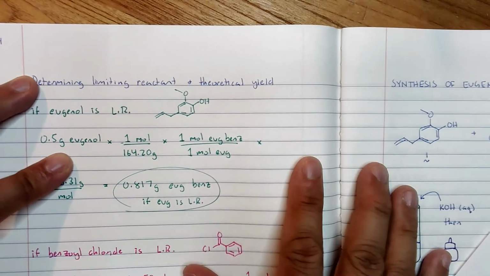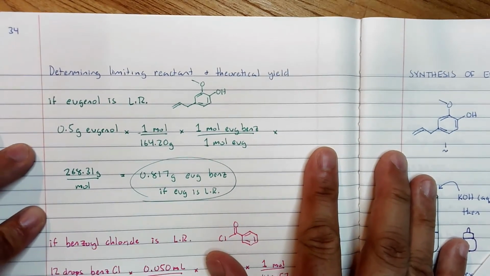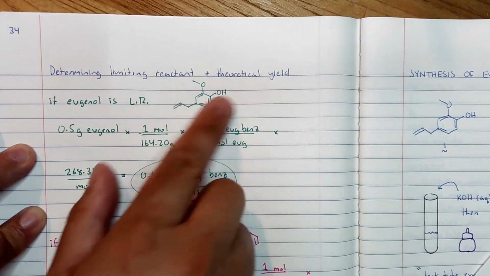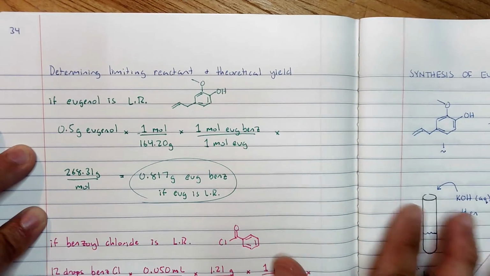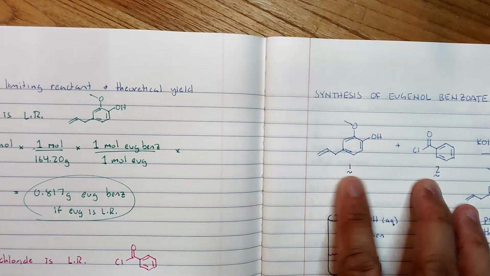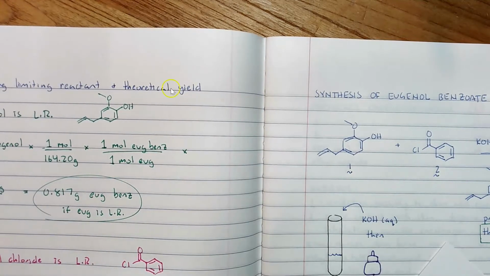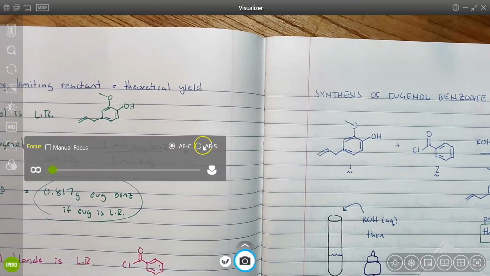So, is this thing trying to autofocus? Oh, there we go. Okie dokie. Determine the limiting reactant and theoretical yield. The idea is we have two main compounds in the starting material, and we pretend what if each one is a limiting reactant.